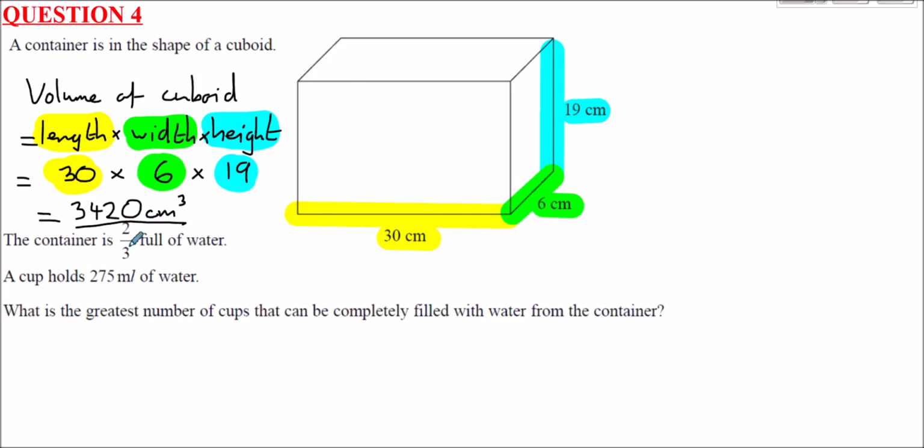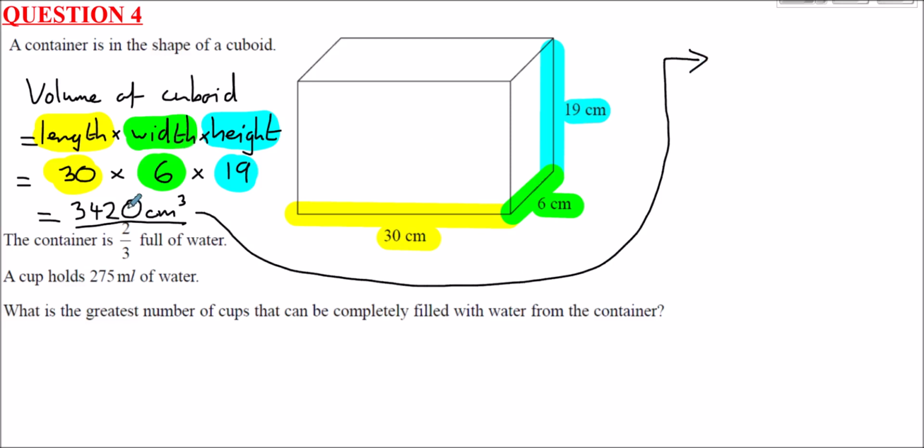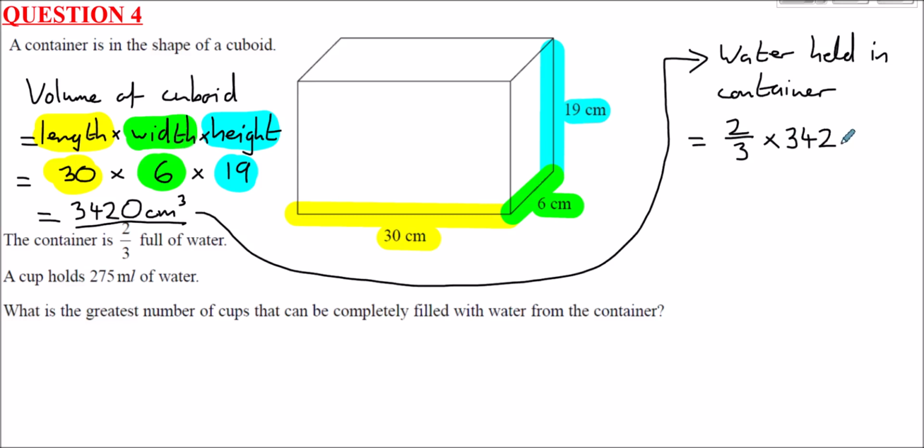But this container is only 2/3 full of water. So we're only using 2/3 of this volume. The actual water held in the container is only going to be 2/3 of that number. So we want to work out 2/3 of 3,420. We'll do that and see what we get.